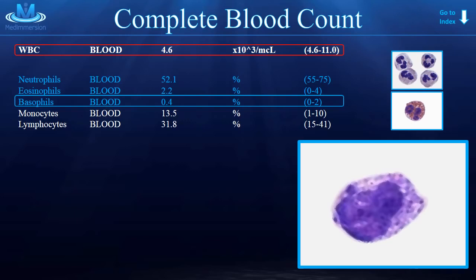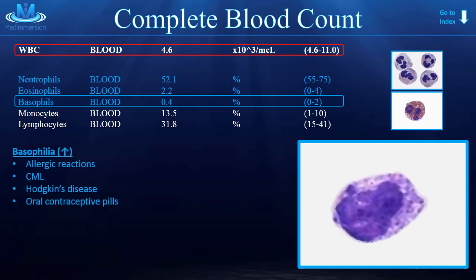Basophils participate in our allergic response and give us some of the symptoms that we experience with an allergic reaction. So what might be a cause of basophilia? Allergies, yes. Also chronic myelogenous leukemia, or some of the blood cancers, Hodgkin's disease, and also oral contraceptive pills.